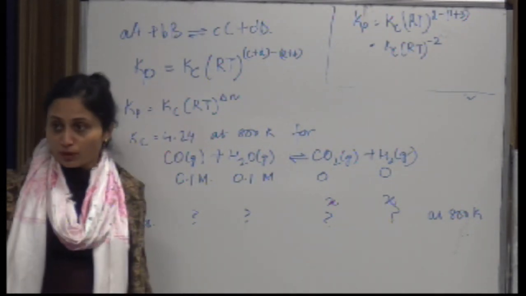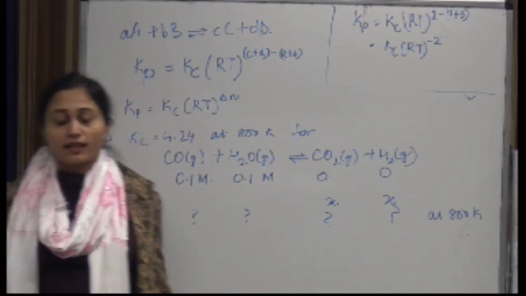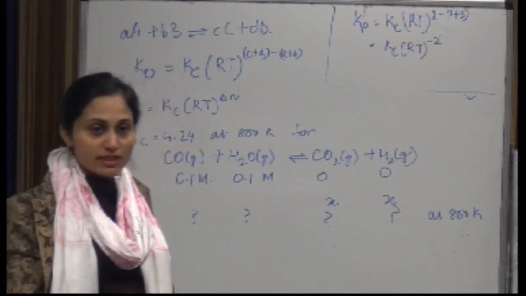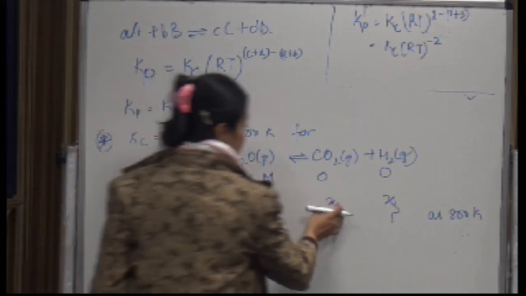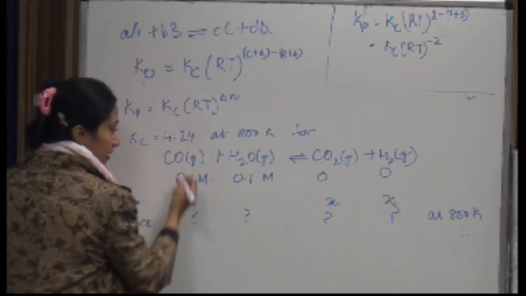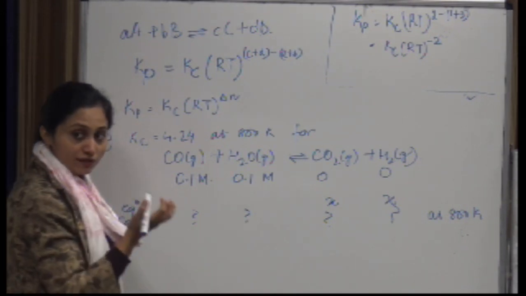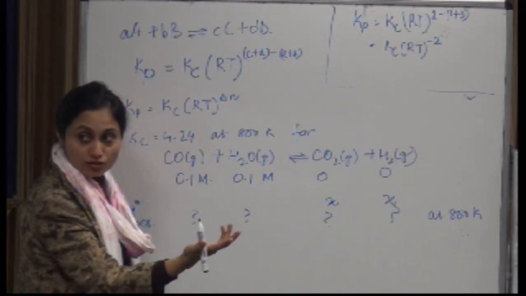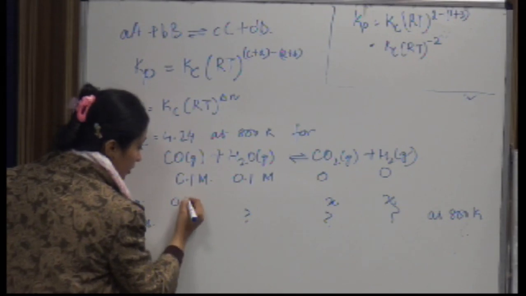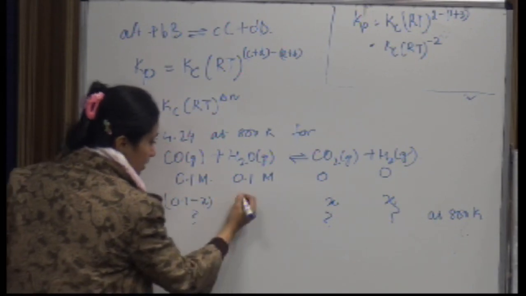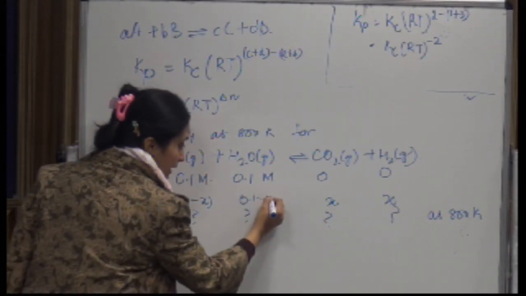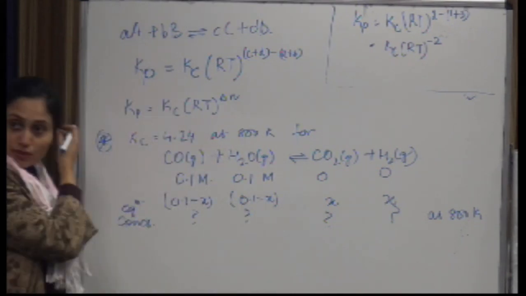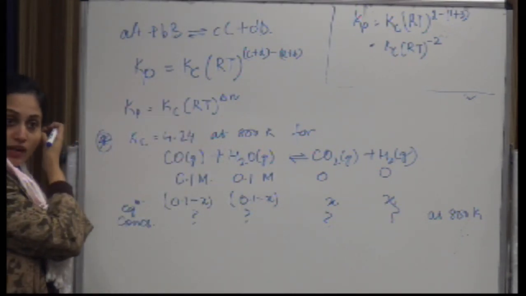At equilibrium, at 800 Kelvin, if x and x of these were formed, what will be the concentration of CO and H2O left? It will be reduced by x and x. So it will be 0.1 minus x and 0.1 minus x. Did this make sense? So now it is one step ahead.